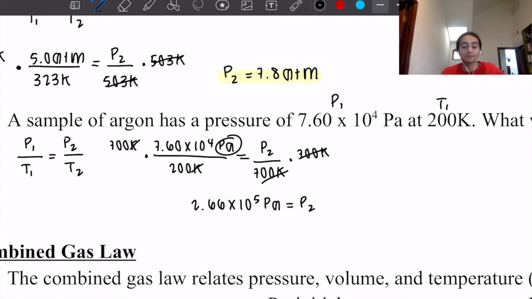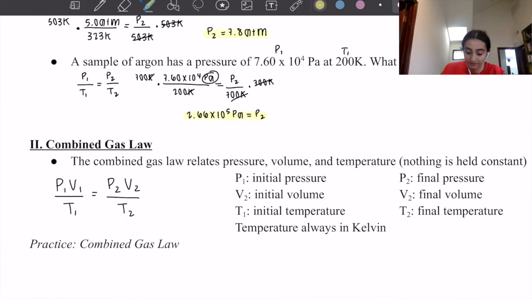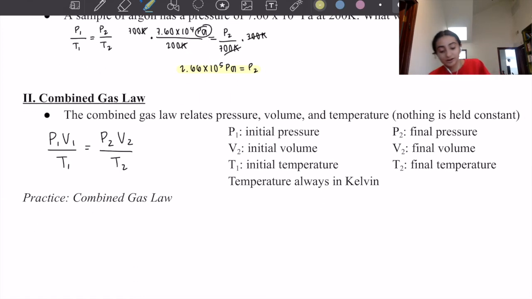And that is why in all of these gas laws, you can use different pressure or volume units as long as they're consistent because they will cancel out. The only constraint is that the temperature always has to be in Kelvin. Now we are going to move on to the combined gas law, which just relates pressure, volume, and temperature with nothing being held constant.